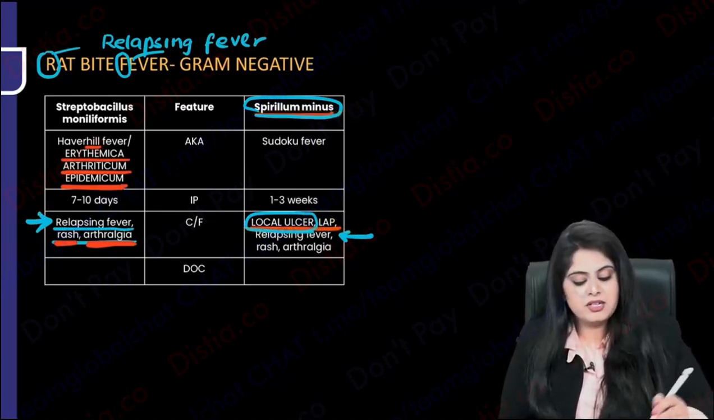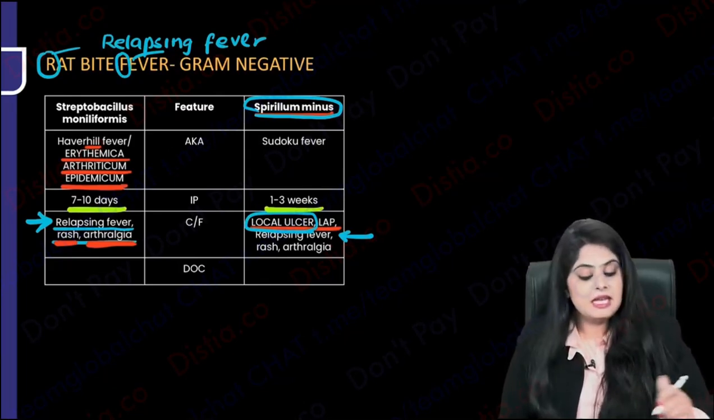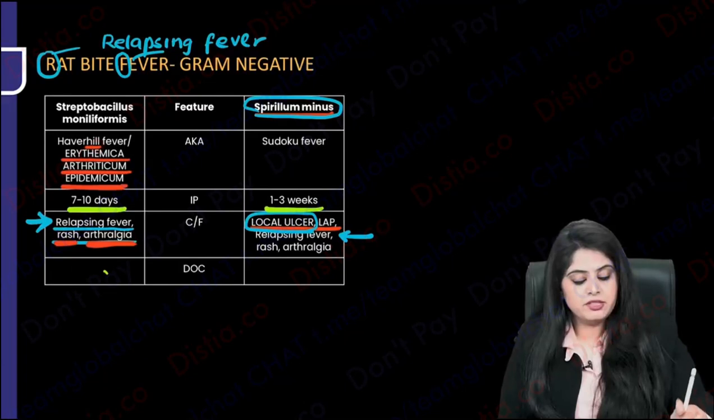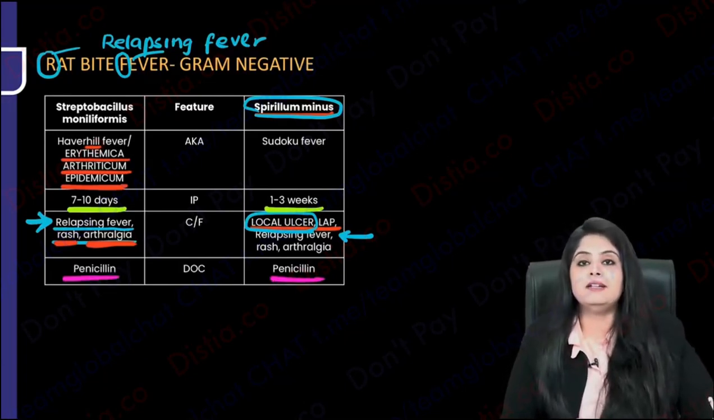What is the incubation period? I know it's a little difficult to learn, but one is roughly 1 week and the other is 1 to 3 weeks. Okay, now we come to the drug of choice, which is going to be the same for both, that is penicillin. That is what you have to learn for rat bite fever. This one is also done. Should we move on to the next one?